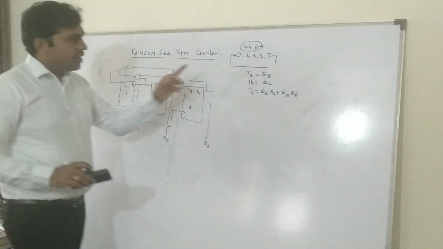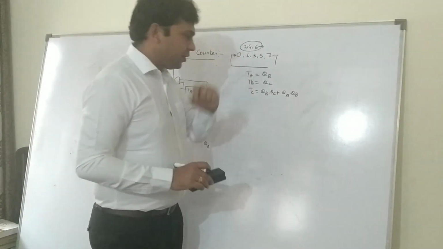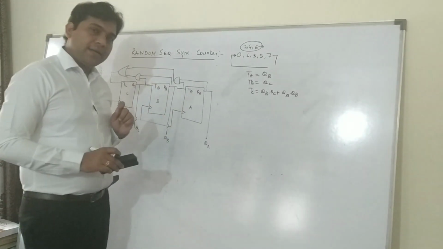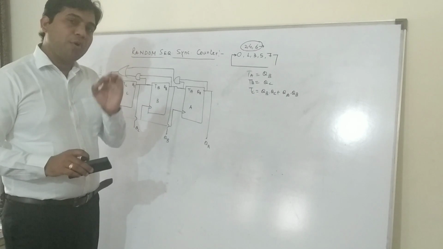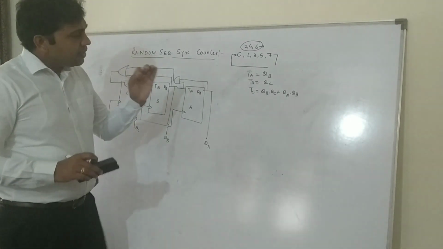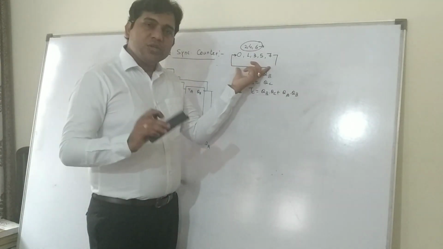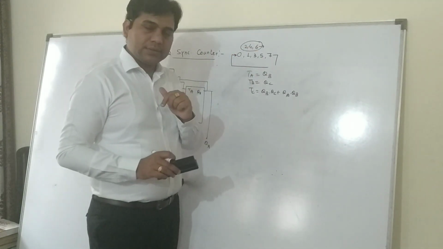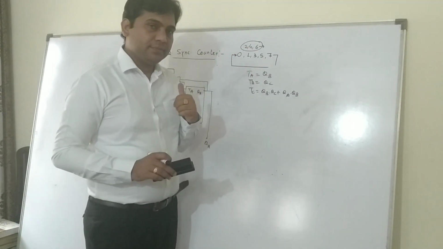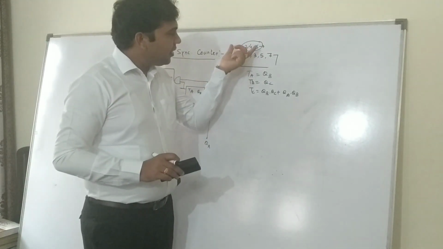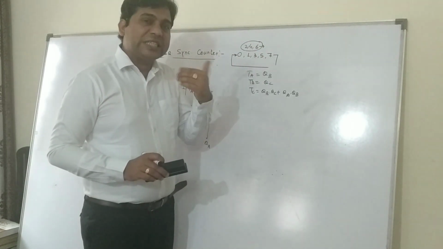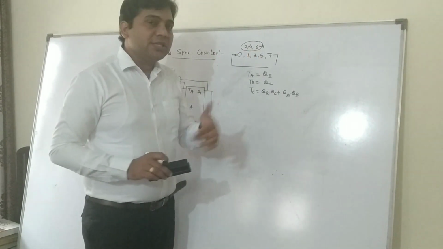This will definitely count 0, 1, 3, 5, 7. But there is a very important concept here. This design we have done by assuming that 2, 4, 6 will never come. That's why, during designing, we have assumed that if 2, 4, 6 comes, the next state is don't care.